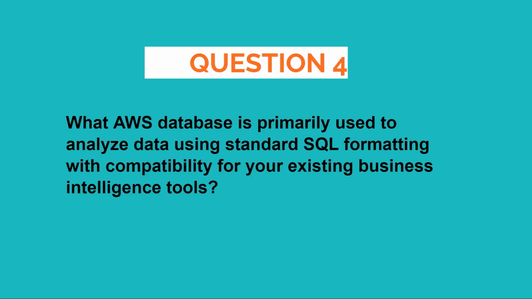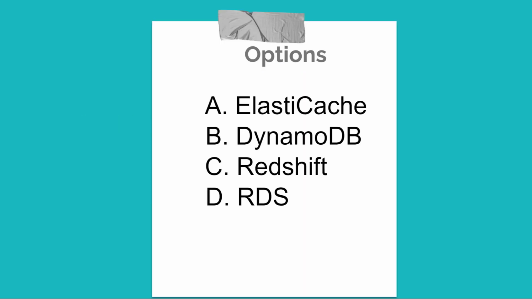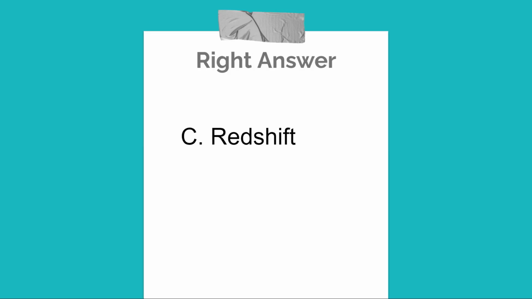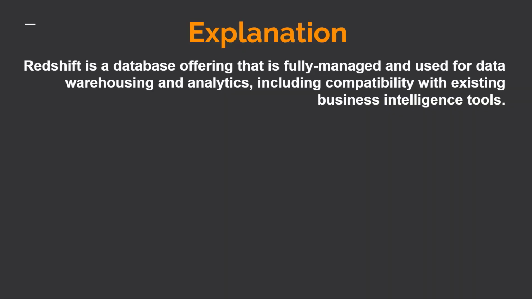Question. What AWS database is primarily used to analyze data using standard SQL formatting with compatibility for your existing business intelligence tools? Option A. ElastiCache. B. DynamoDB. C. Redshift. D. RDS. Right answer is C. Redshift. Explanation. Redshift is a database offering that is fully managed and used for data warehousing and analytics, including compatibility with existing business intelligence tools.